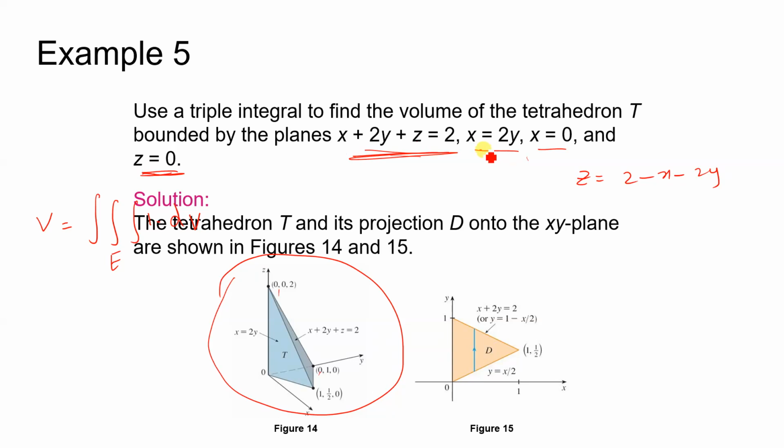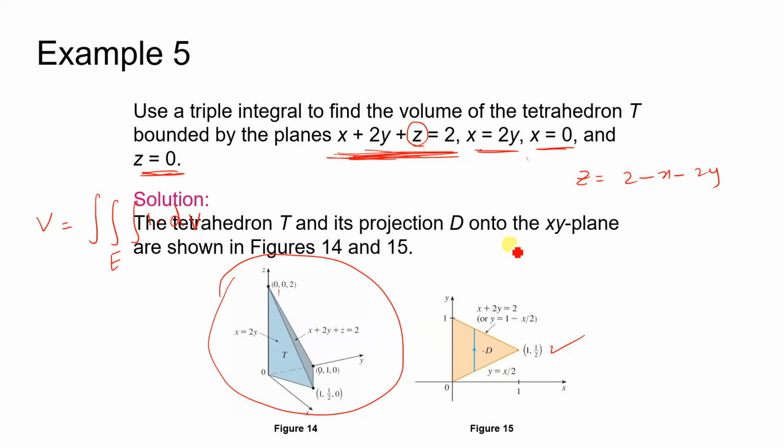So the projection of the solid onto the xy plane consists of the region bounded by 3 lines: x is equal to 2y, x is equal to 0, and x plus 2y is equal to 2, when z is equal to 0 along this plane. So this becomes x plus 2y is equal to 2, which is a line. So this is the region D. In order to find limits for x and y, we'll use this.